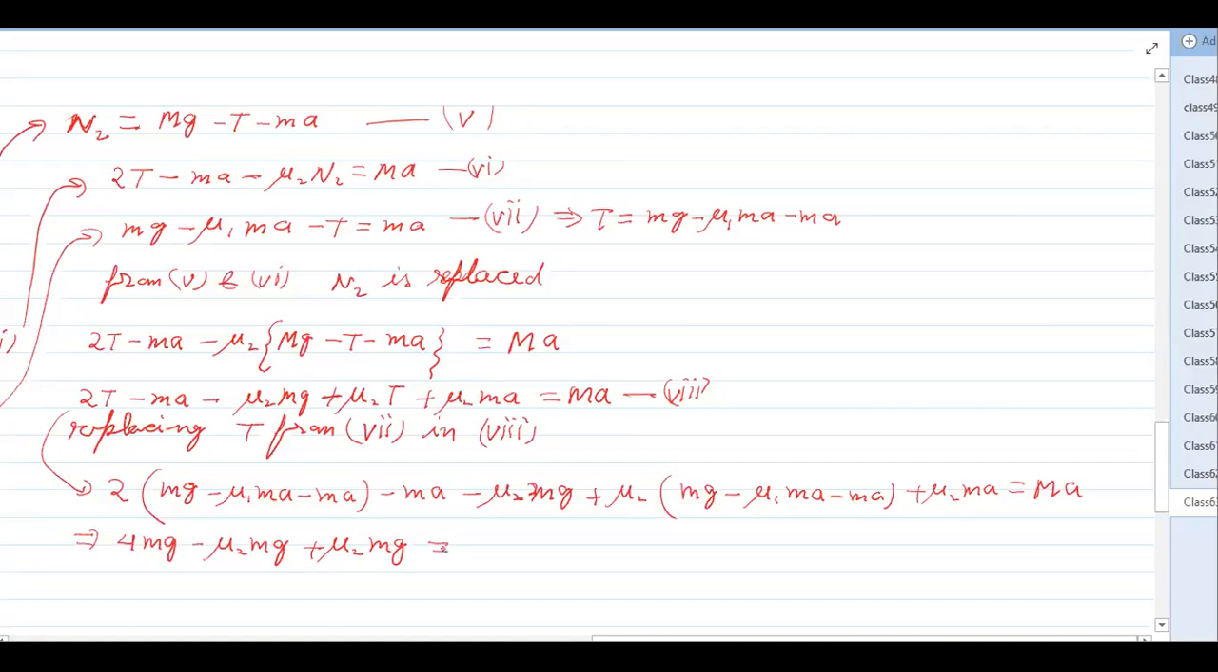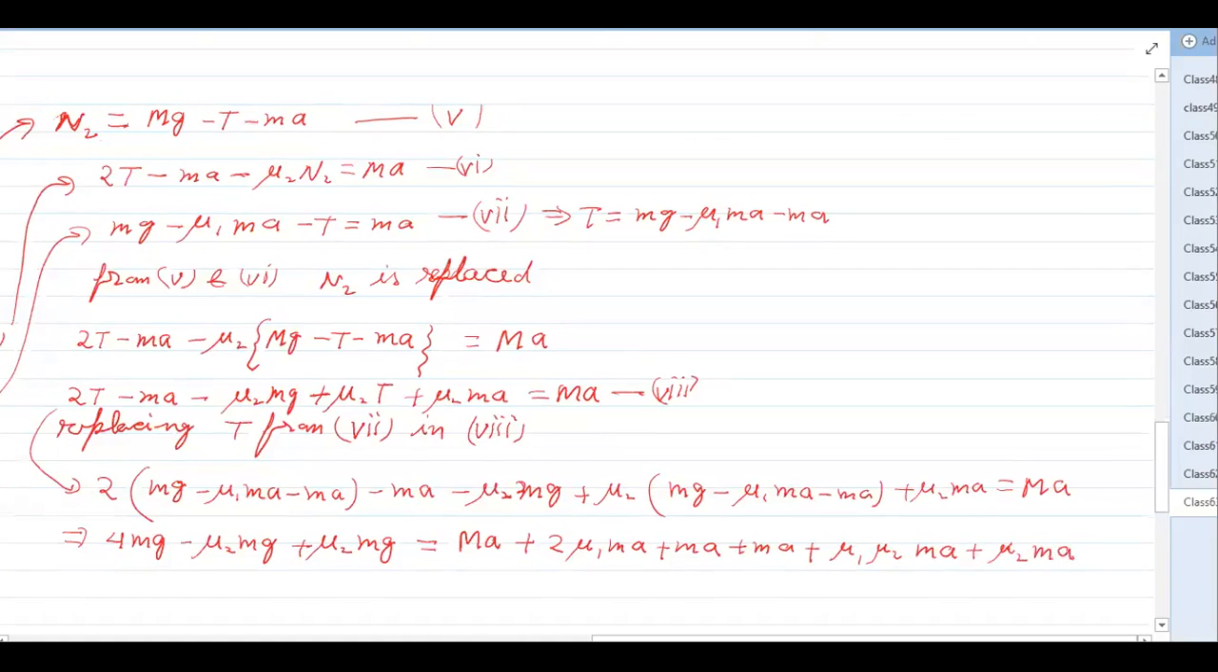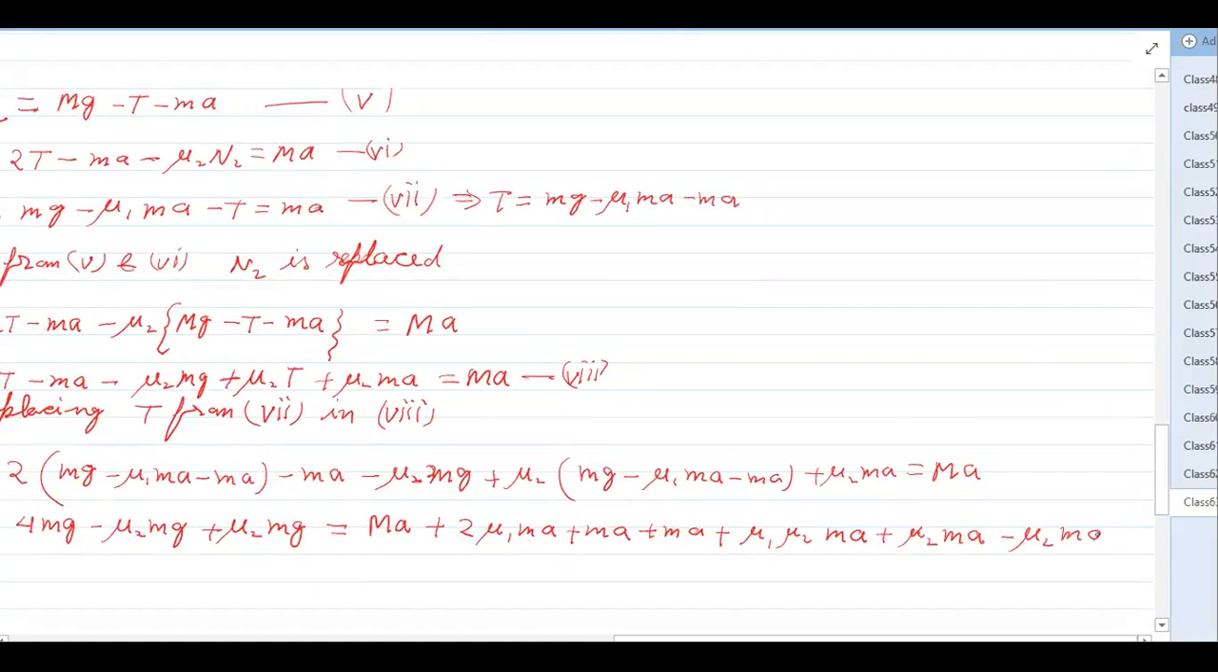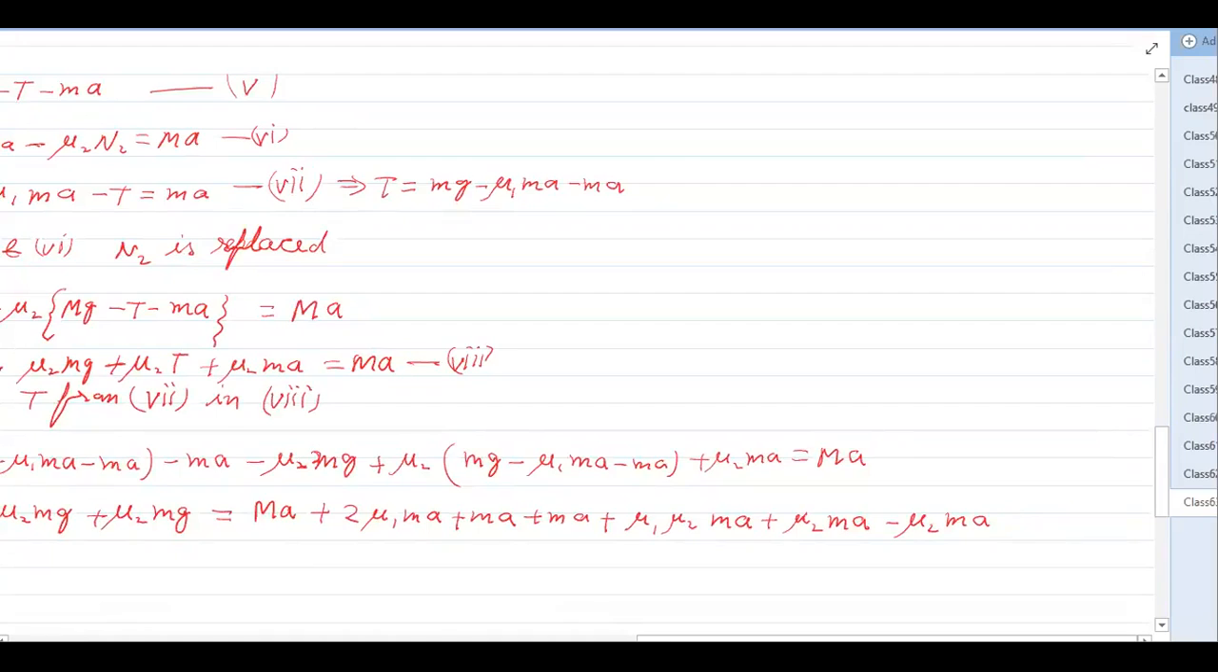Now for A, if you take all the A terms on the other side, so capital Ma, then this minus will become plus on the other side, so plus 2 mu1 Ma minus Ma and plus Ma, then this is minus, so the other side will become plus mu1 mu2 Ma, this will also become plus mu2 Ma and minus mu2 Ma and plus capital M. Okay, so this is the expression.